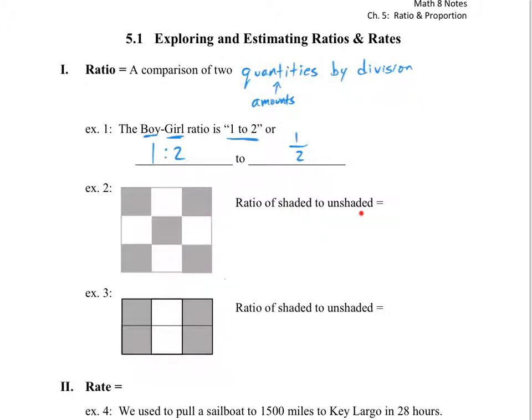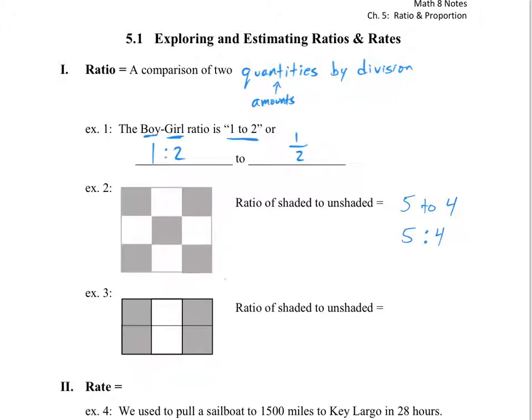So we're doing the ratio of shaded to unshaded. So the number of shaded ones in here would be? 5. So I'm going to just write it all 3 of these different ways. So there's 5 shaded squares. So you could say it's a 5 to 4. So it's a 5 to 4 ratio that way. You could replace the word to with a colon and say 5 to 4 this way, 5:4.